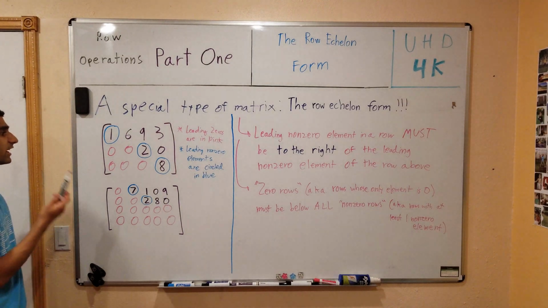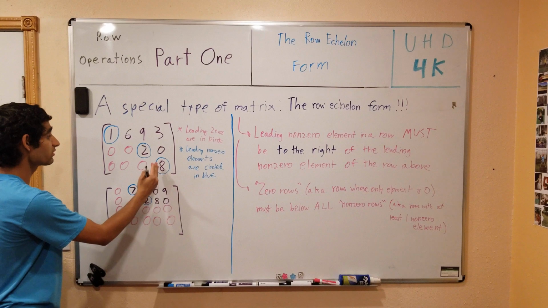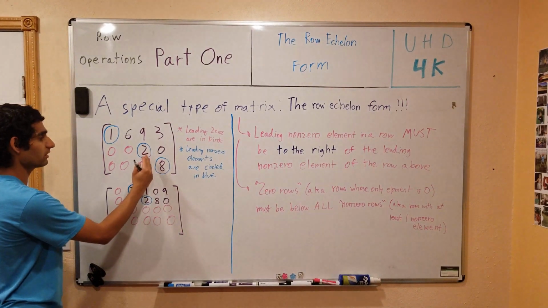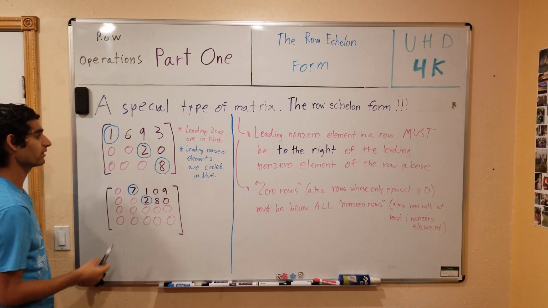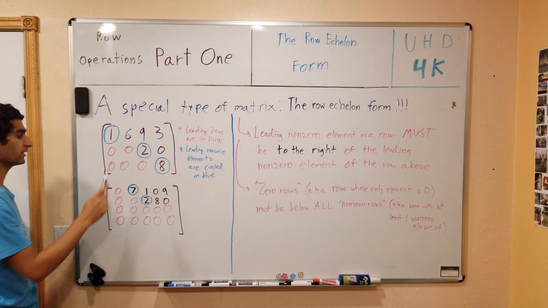You can see here that all the leading non-zero elements are strictly to the right of the leading non-zero elements, also known as the leading entries, directly above it. So this 8 is to the right of the 2. The 2 is to the right of 1.